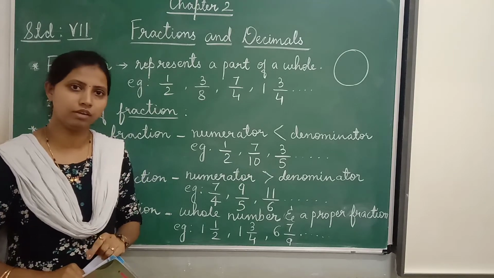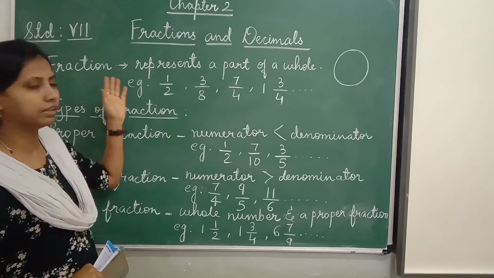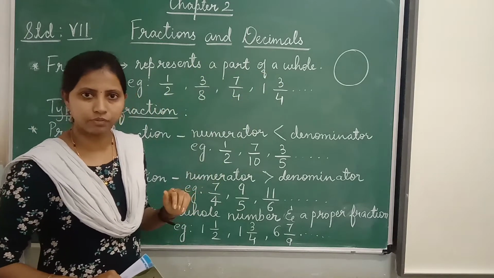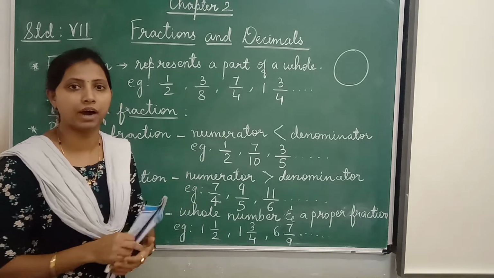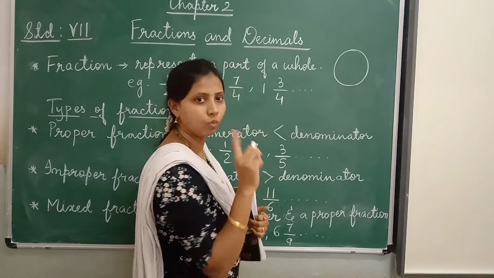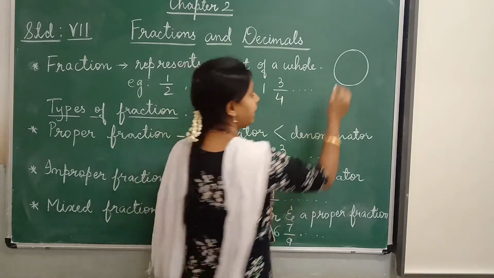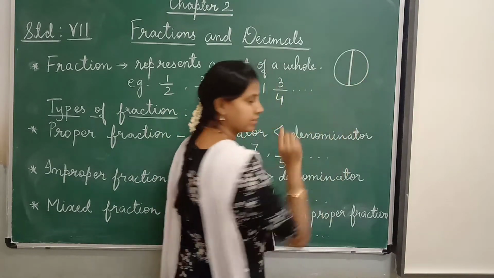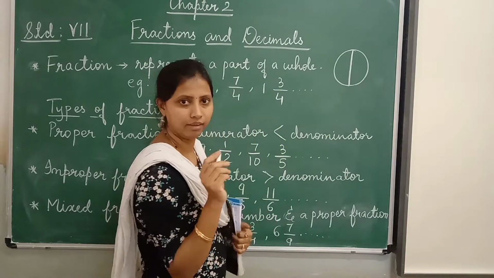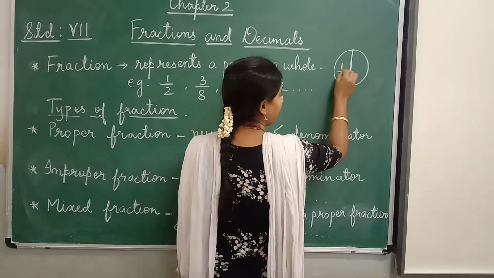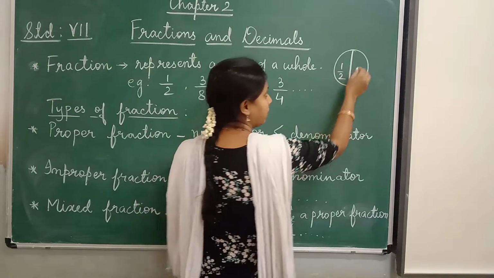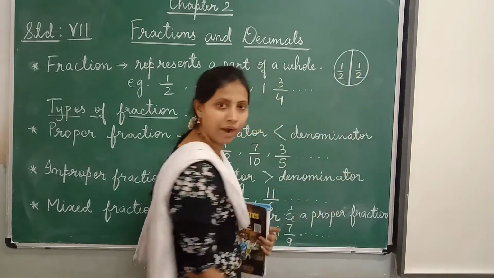Yes, children, what are fractions? A fraction is nothing but it represents a part of a whole. Now for example, here is a circle. This is one circle. Now this circle, if I divide it into two parts, each part is a fraction of a whole circle. Each part is now 1 by 2. Two parts I have made of one circle. So each part is 1 by 2. So each is a fraction.